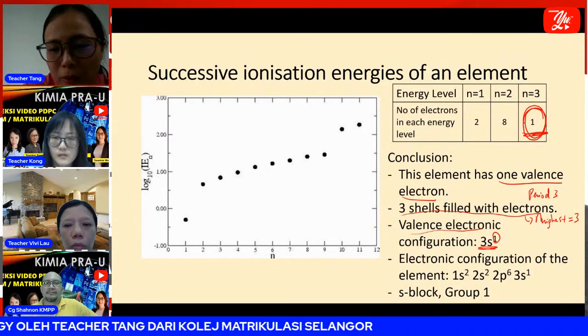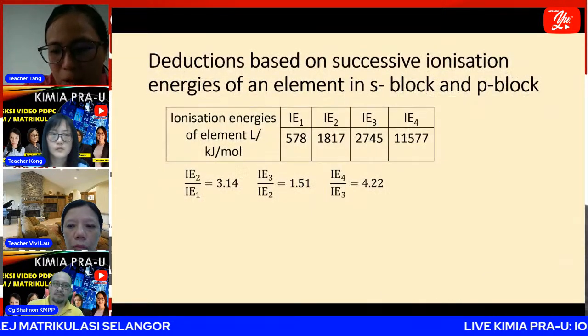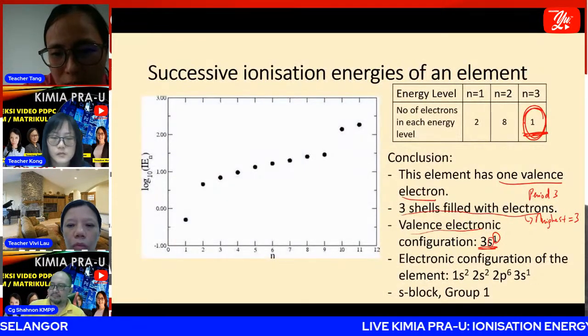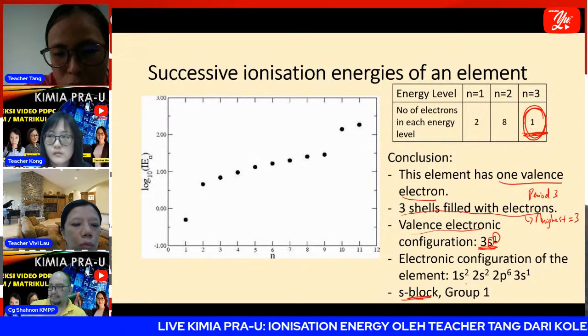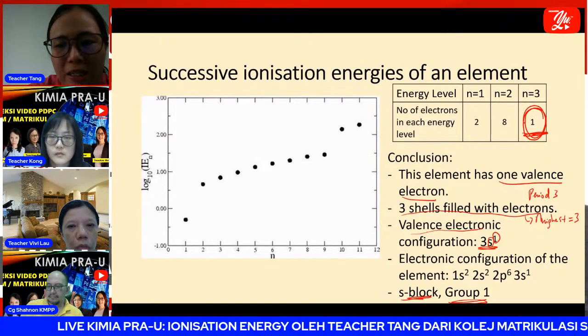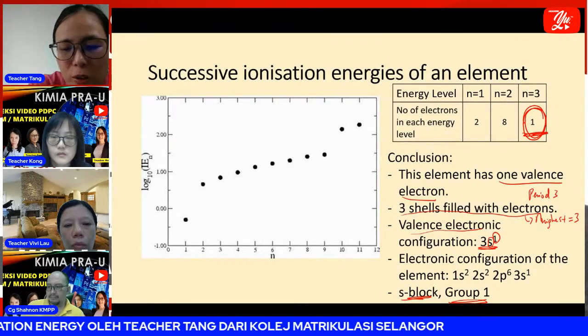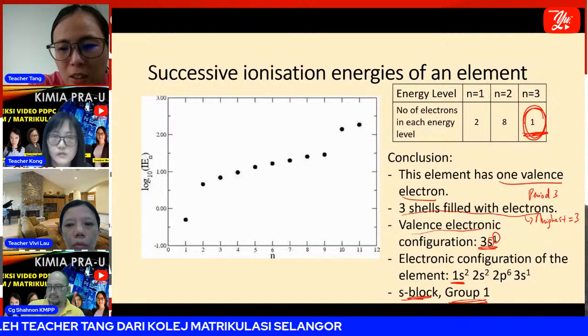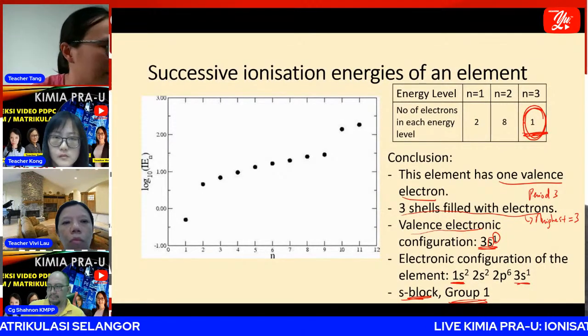From the valence electronic configuration, we can determine that it is an s block element because the valence electron goes into the s subshell. It is a group 1 element because of 1 valence electron. If the question asks you to write the electronic configuration, you can start with 1s2 until 3s1. So 1s2, 2s2, 2p6, 3s1.